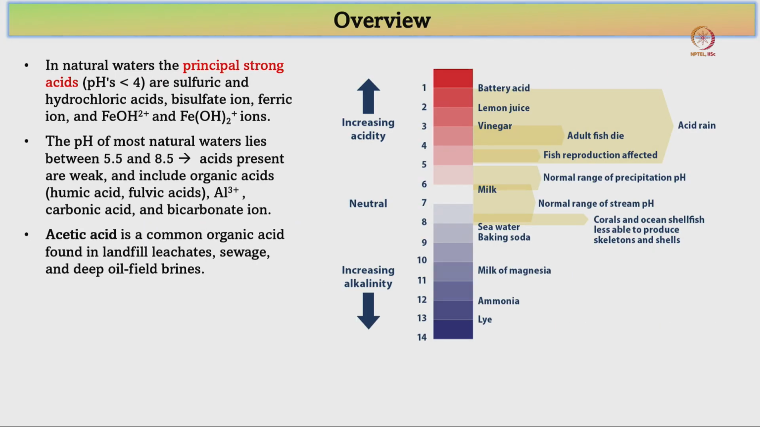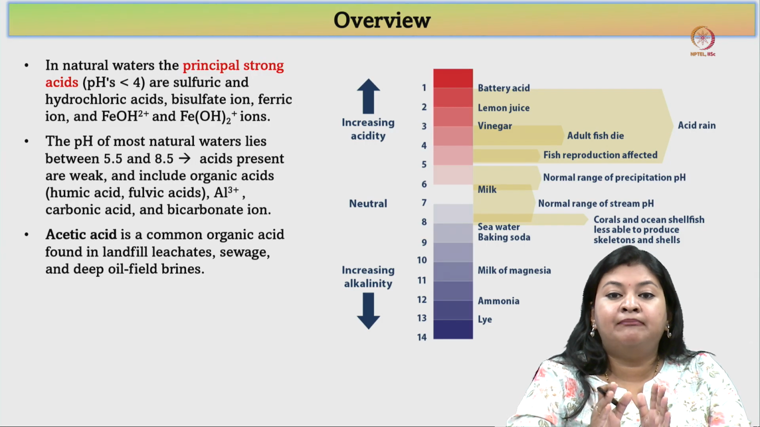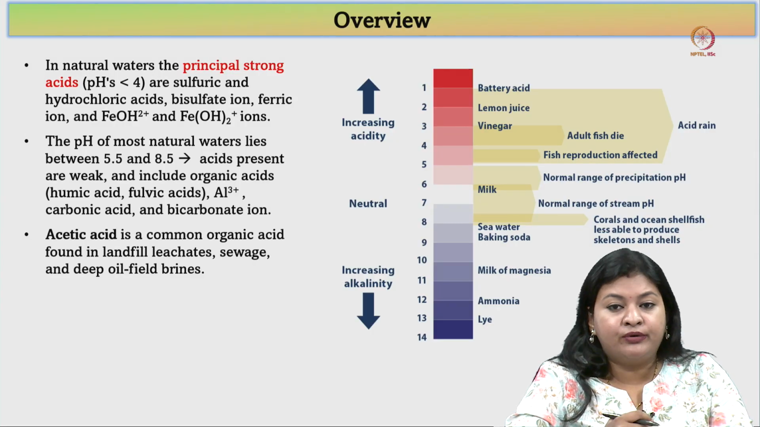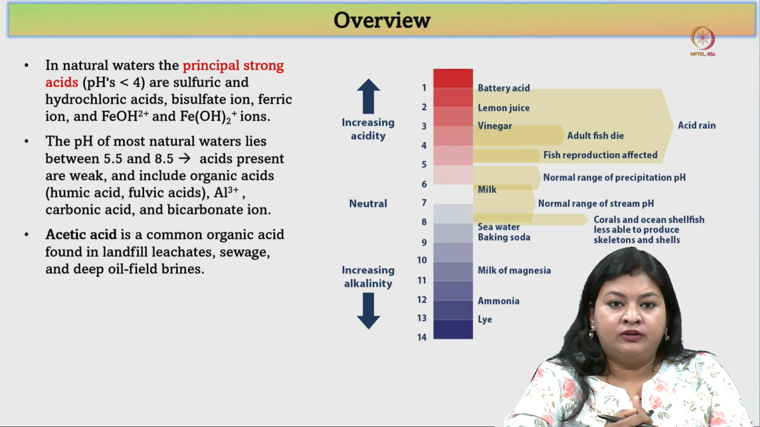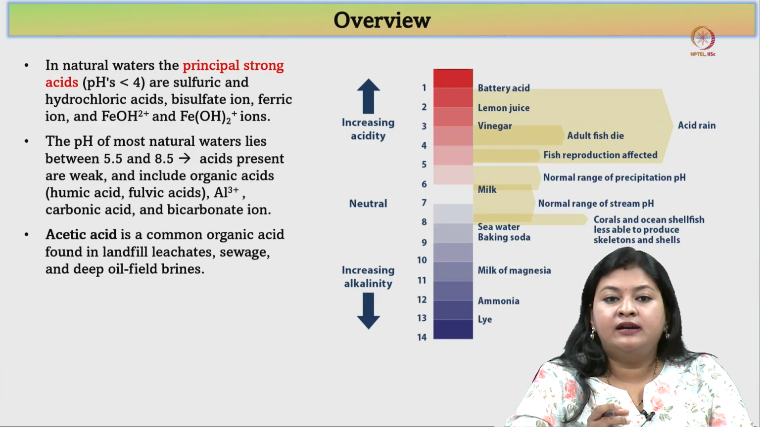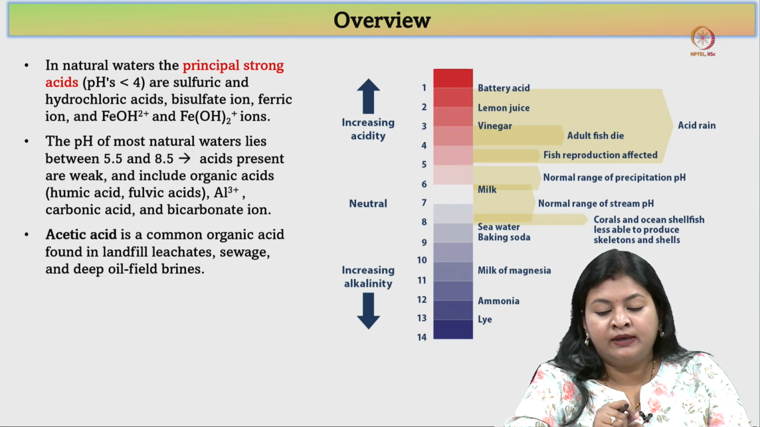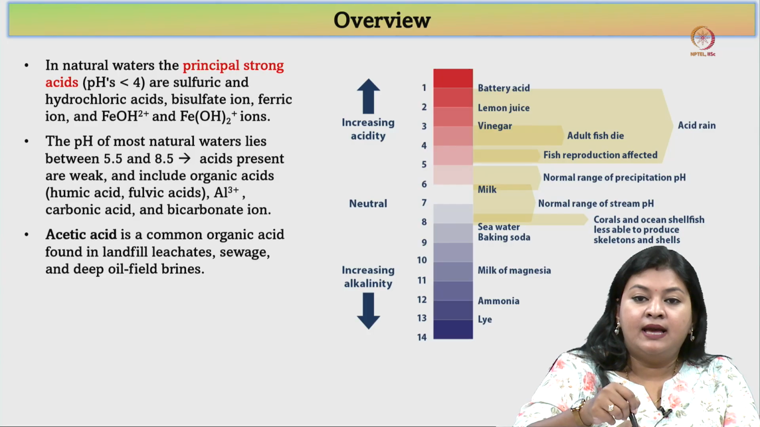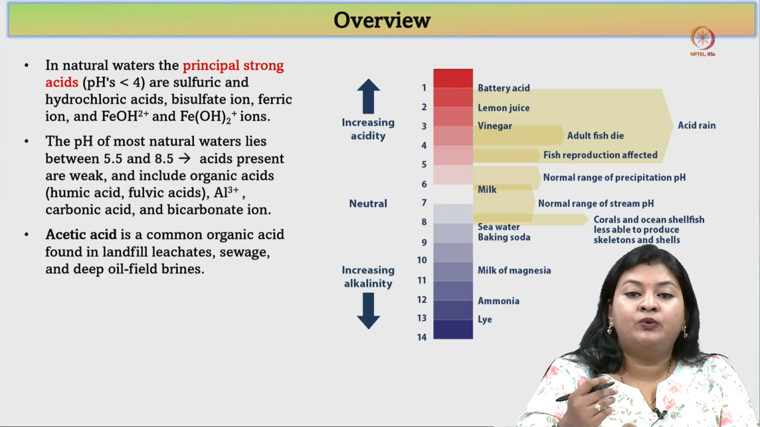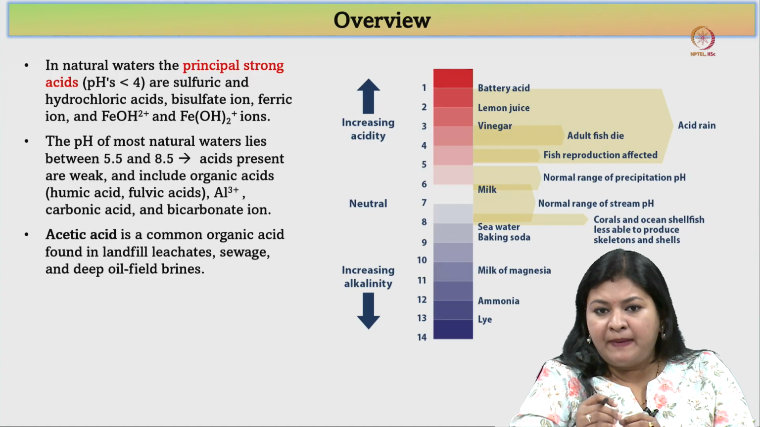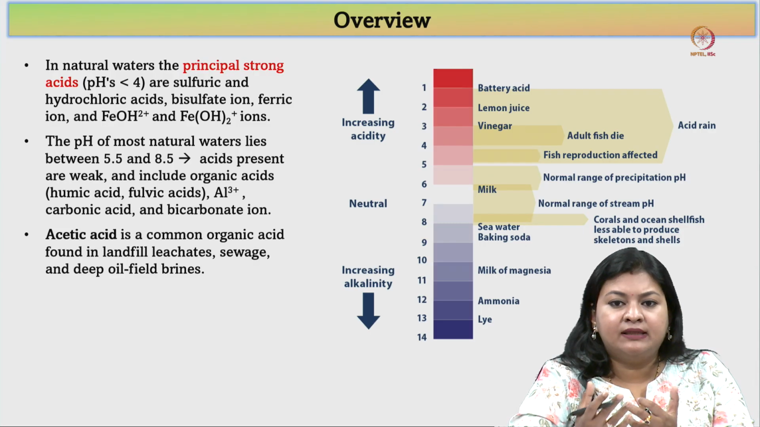Now, let us go back to the overview. Now, we are going to see more practical applications of pH. But before that, let us see what ranges the waters fall. So, in natural waters, the strong acids that we see are sulfuric acid, HCl, bisulfate ion, ferric ion, FeOH2 plus and FeOH2 plus ions. Now, this is a chart of the pH showing the natural water composition and also comparing it with some other examples.